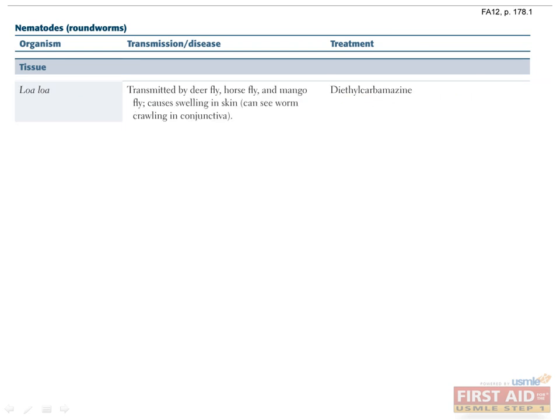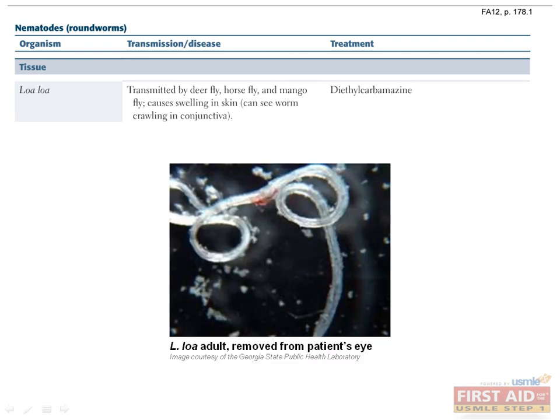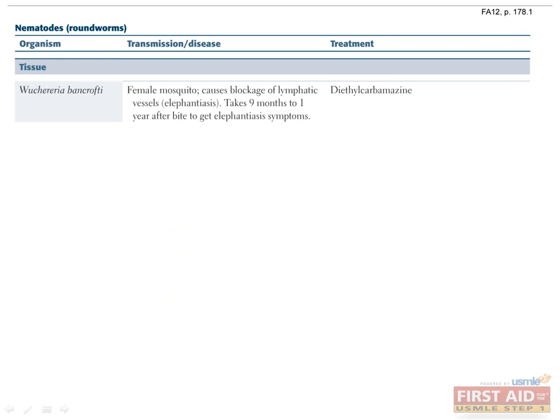Loa loa is found in Africa. It is transmitted by the deer, horse, or mango fly and causes swelling of the skin. Adult worms can sometimes be seen migrating through the conjunctiva. Treat with diethylcarbamazine.